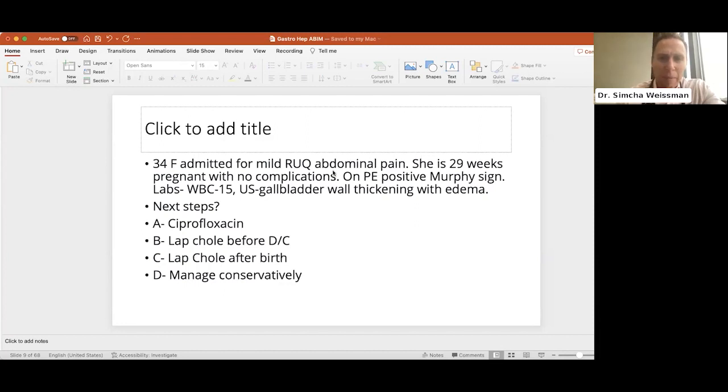Okay, so this is an exam favorite. The reason this is a favorite is because they want you to think one of two things. This is a 34-year-old. What's the diagnosis? Let's start there. Anybody want to call out? What's the diagnosis?